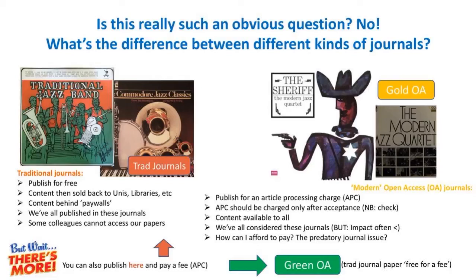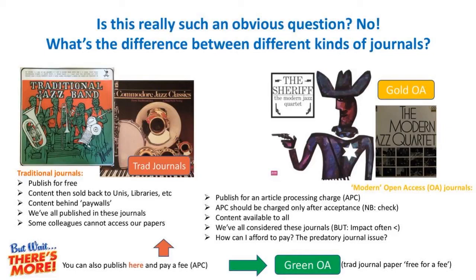And I use jazz as an analogy for this. Traditional journals, traditional jazz bands, they publish content for free, as you'll be aware. The content's then sold back to universities and libraries. That's the traditional, the old-fashioned model. We've all walked down to our university library to check the recent journal content. Often, however, this content is behind a paywall.